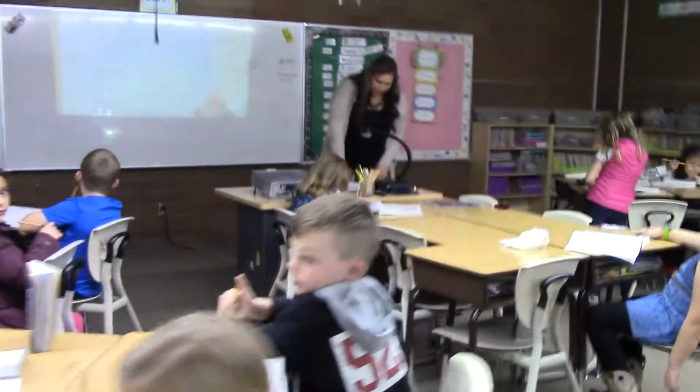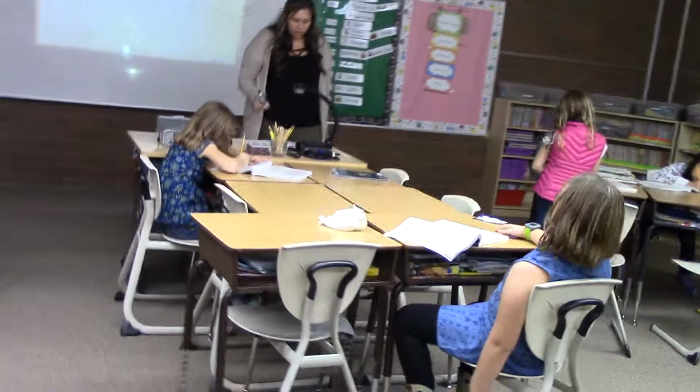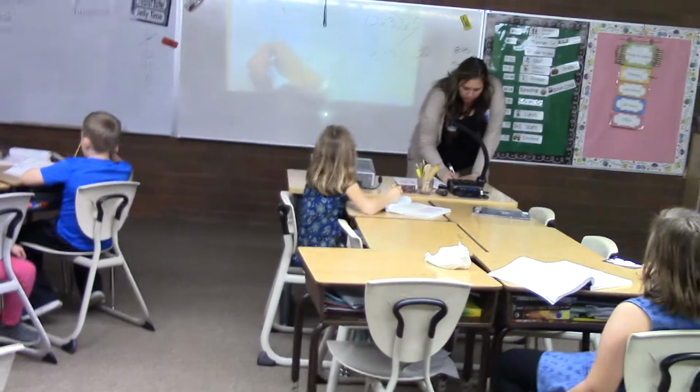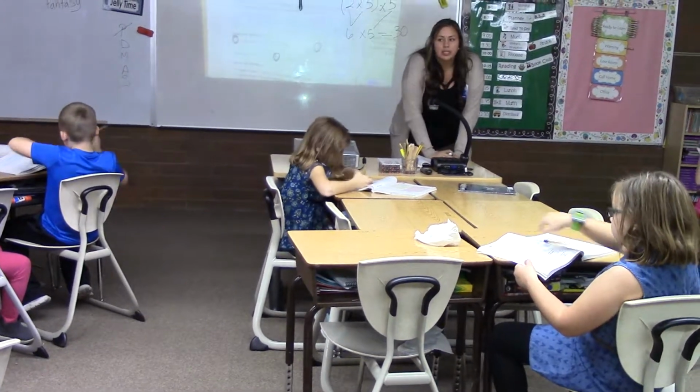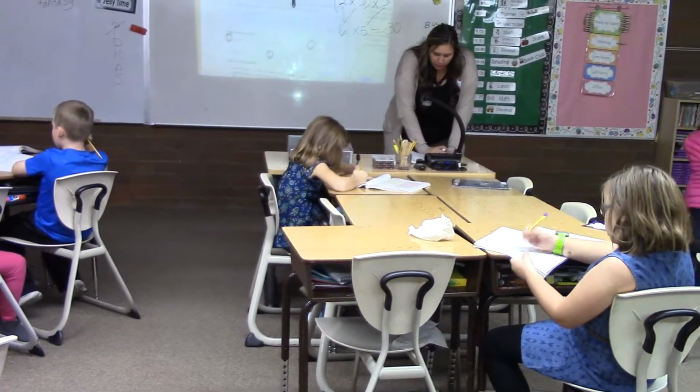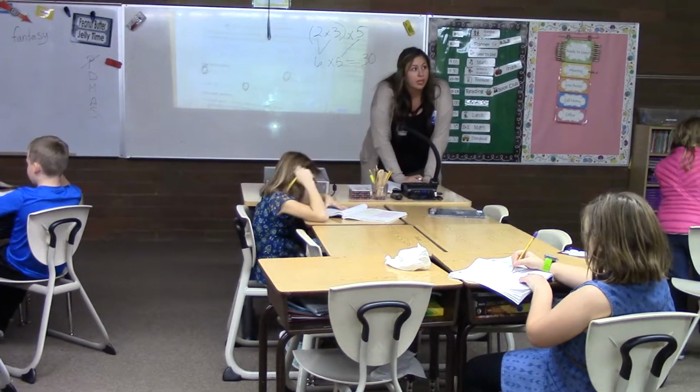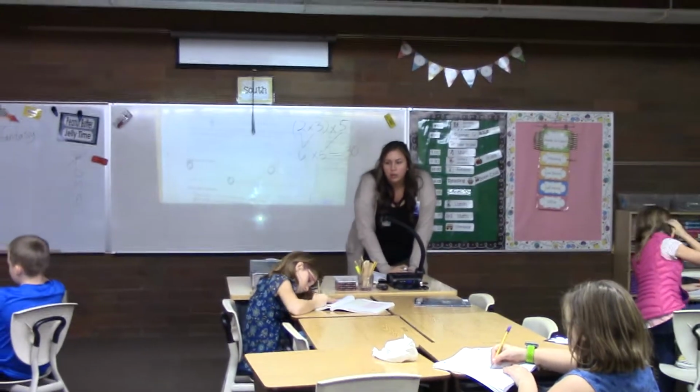So, right now, I need the girls to do 3. So, girls circle 3, 5, and 7. Boys, that means you have to do 4, 6, and 8. Okay? Ready? Go.